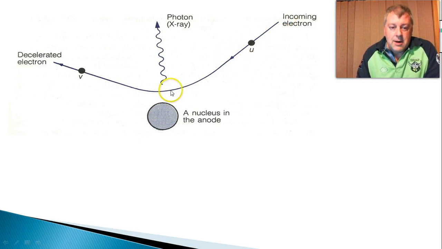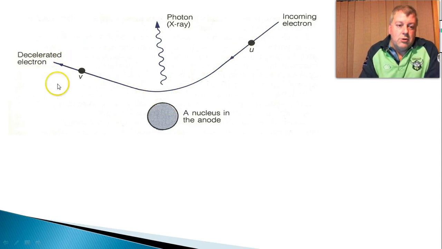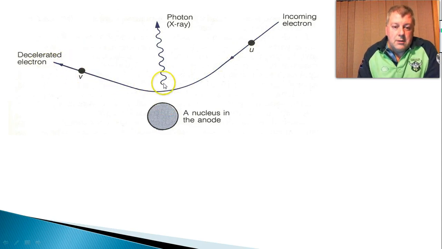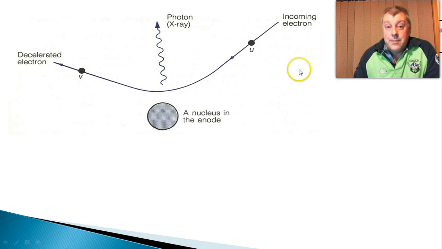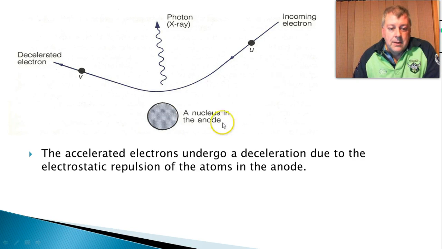It interacts with the electric field around the nucleus, doesn't hit it, but gets braked and diverted with a new velocity, and the loss in kinetic energy is given off as a photon, which is in the X-ray section of the electromagnetic spectrum. So that's what that says.